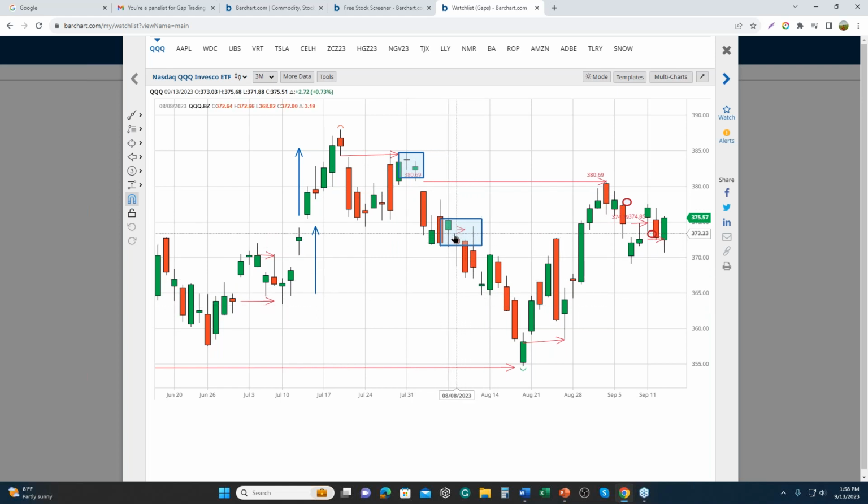Now notice here we do see an inside gap here, but it took 2 days for us to come back and fill that gap. So again, a lot of times they happen within the same day, and other times they happen a couple days later.